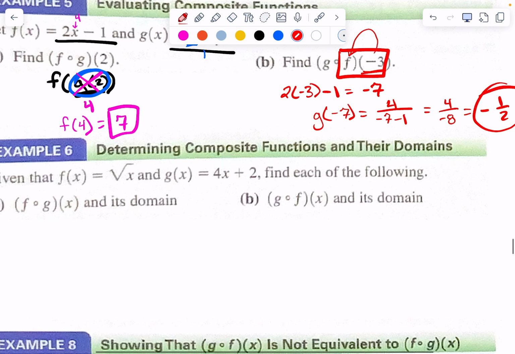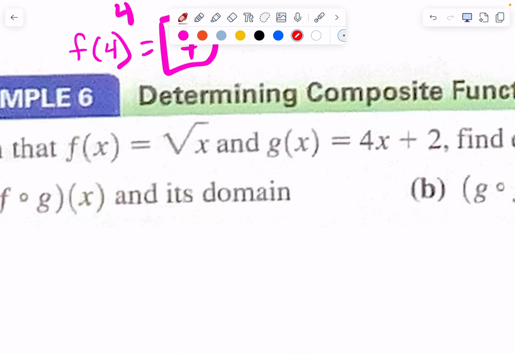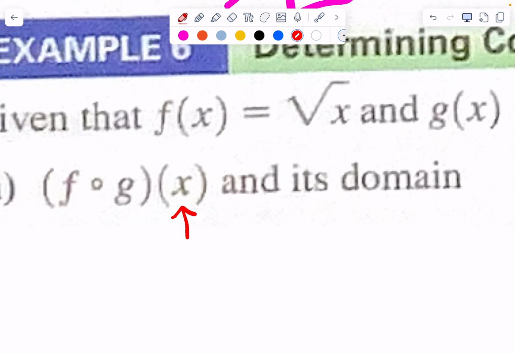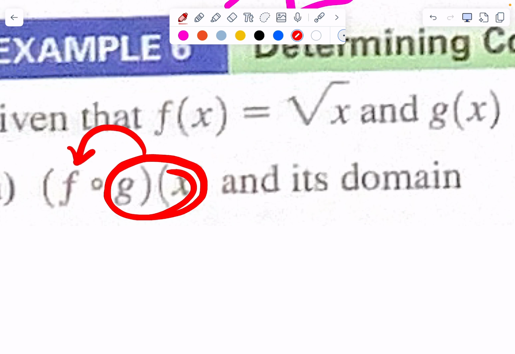Okay. Now, here's the problem. What if they don't give me a number to put in here? What if they just leave it as x? Then I take my inside function. Which one's the inside function? G. I take the whole g and I shove the whole g into f, right?